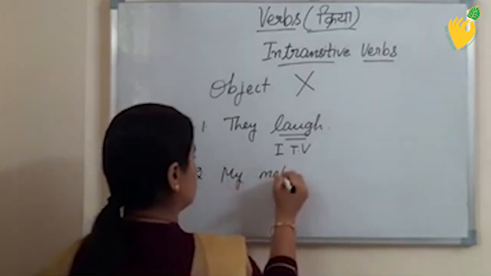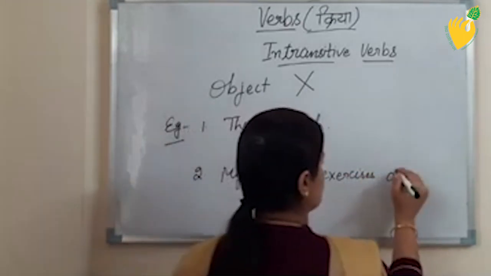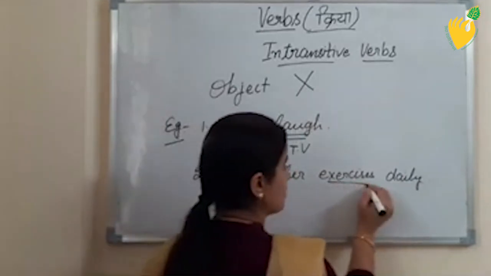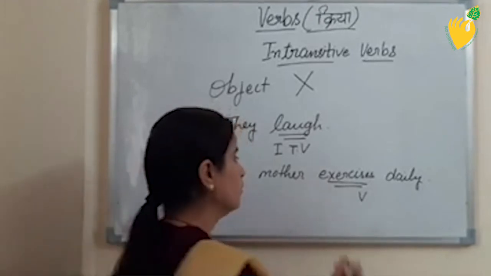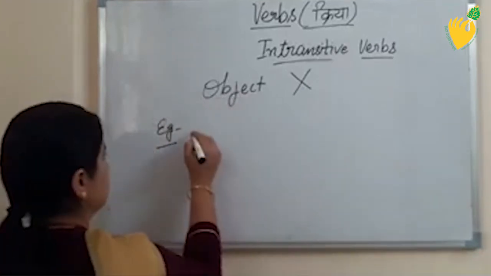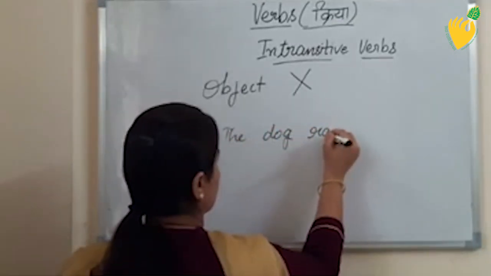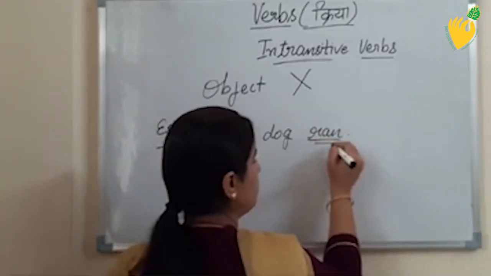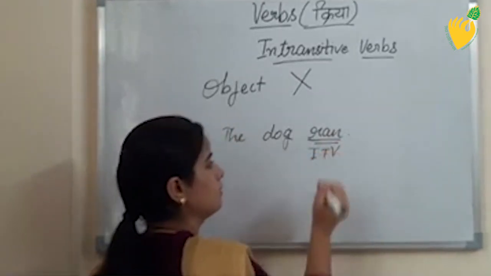Next example is, my mother exercises daily. Now in this sentence, exercises is the verb and it is giving complete meaning without any object. So it is also an intransitive verb. Next example is, the dog, rain. Now in this sentence, rain is the verb which is giving complete meaning without any object. So it is an intransitive verb.